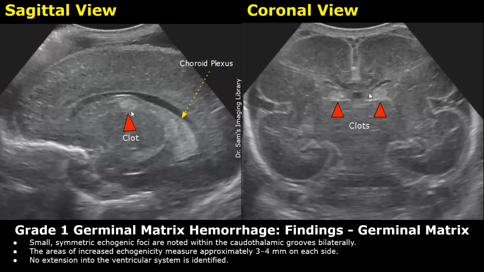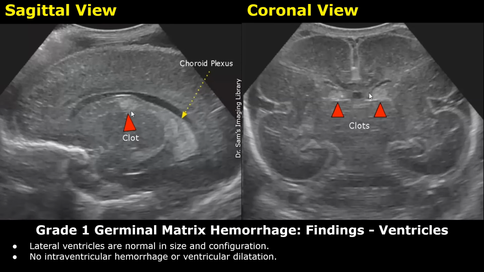Here are the findings of the germinal matrix. Small, symmetric echogenic foci are noted within the caudothalamic grooves bilaterally. The areas of increased echogenicity measure approximately 3 to 4 millimeters on each side. No extension into the ventricular system is identified. Lateral ventricles are normal in size and configuration. No intraventricular hemorrhage or ventricular dilatation.